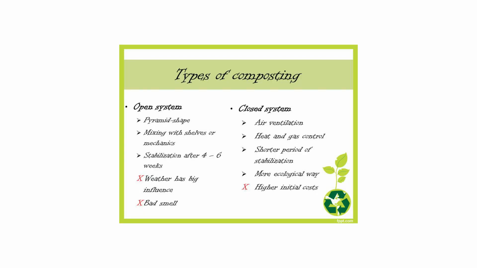Okay, now we have types of composting. There are two crucial types: open and closed systems. The difference is that in the open system, you don't have as much control over heat and gas as you have in a closed system. Also, in the open system, the weather has the biggest influence on the compost itself, and it can produce some bad smells. But if you control these crucial things that we mentioned before, I think there will not be any bad smell at all.